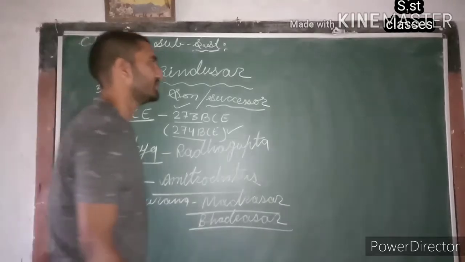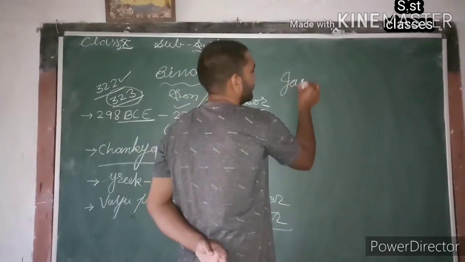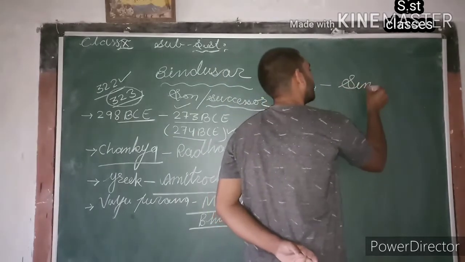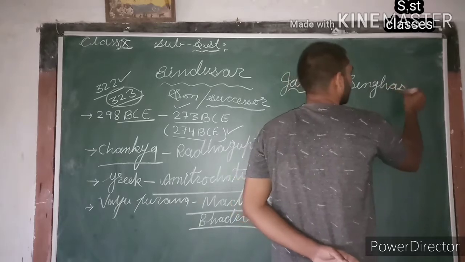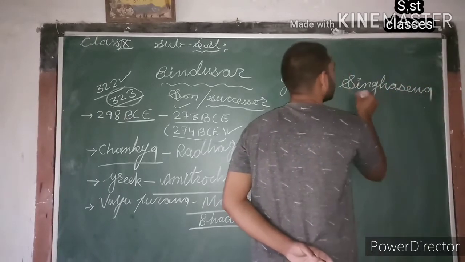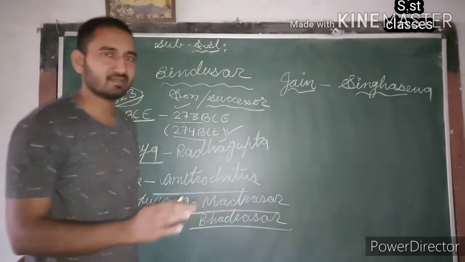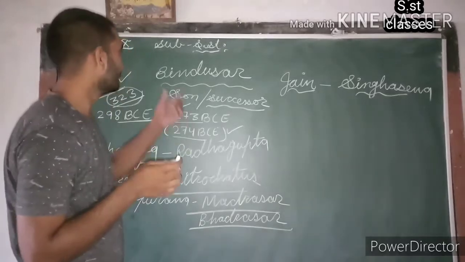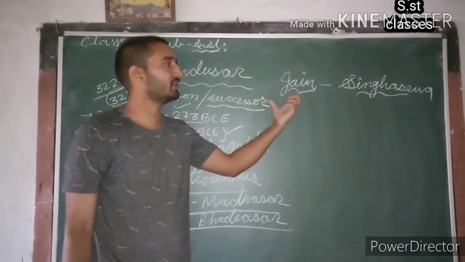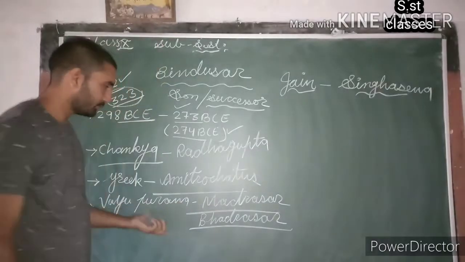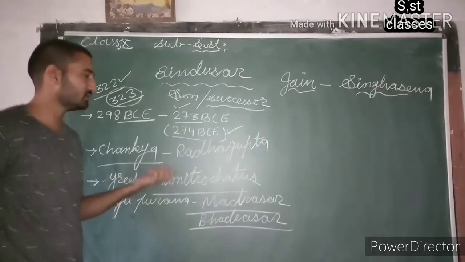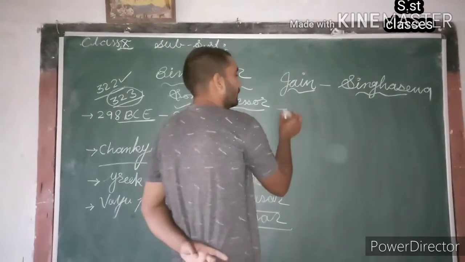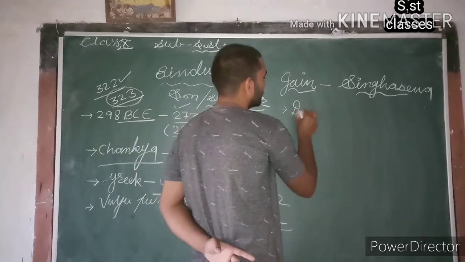Now, if we talk about the Jain text, according to the Jain text, his name was Singsen. So the Jain text used the name Singsen for Bindusar, according to the Vayu Puran Madrasa, and according to Greek authors, Amithrocatus. Is that clear? Okay. The name of Bindusar's mother was Durdhara.